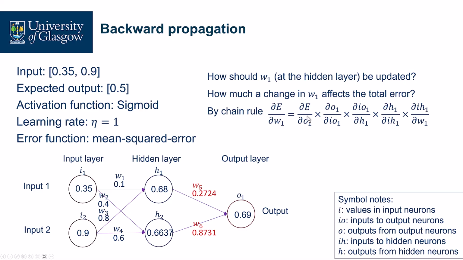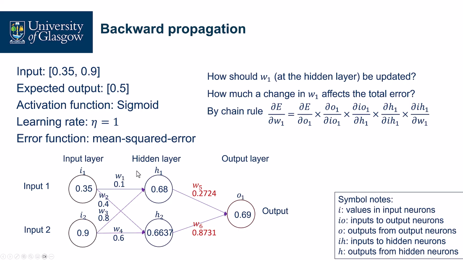We can decompose it to the partial derivative of the error function with respect to the output of the output neuron, with respect to the input of the output neuron. Input of the output neuron with respect to H1. So H1 is the output of the hidden neuron. We can see here, output of hidden neuron. Then we can have the output of the hidden neuron with respect to the input of the hidden neuron, this item. Then the input of the hidden neuron with respect to W1.